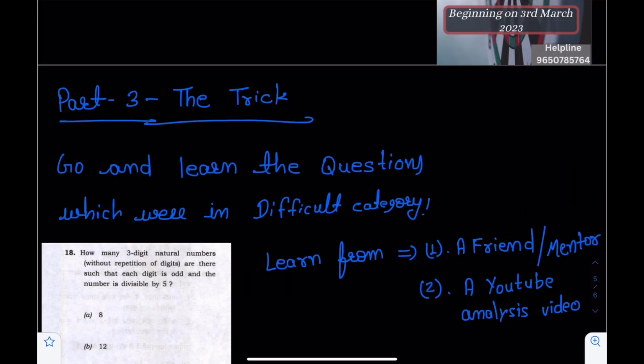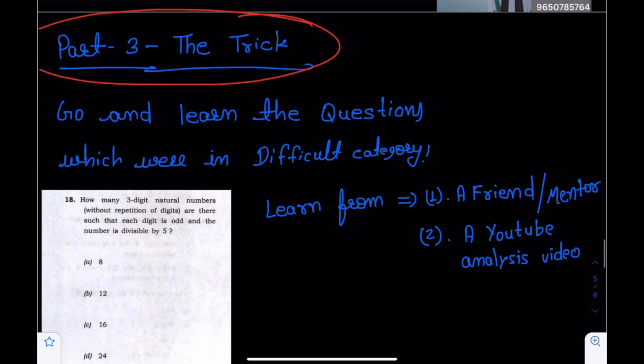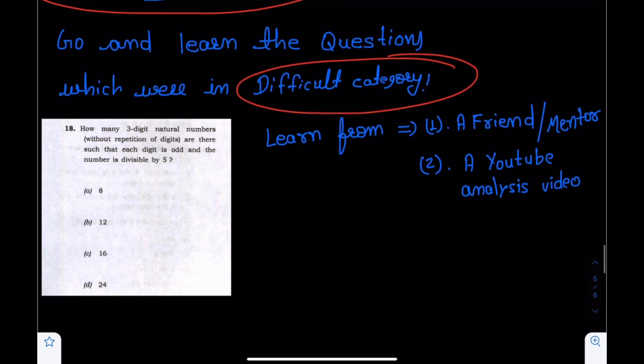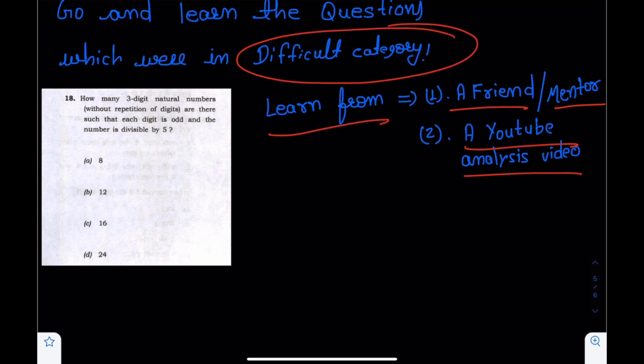Now let's move on to the third part of this video, where we talk about the trick. The trick is very important because here you learn to do the difficult questions. As I already told you, difficult questions are the ones which look very doable, but you overspend time in them. So how can you learn them? You can learn them from a friend, from a mentor, or from a YouTube video analysis. So like a mentor, I'm going to explain how to do this seemingly difficult question, in which people overspend time in the 2022 prelims CSAT paper.